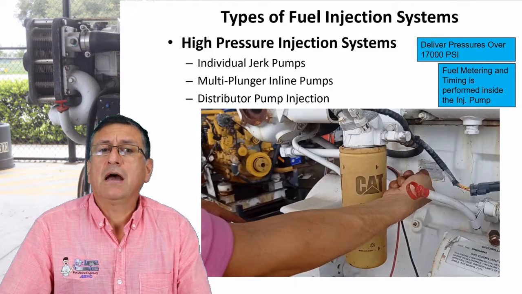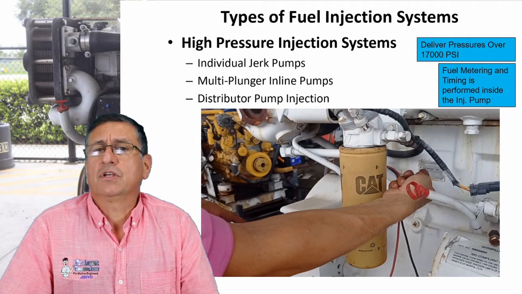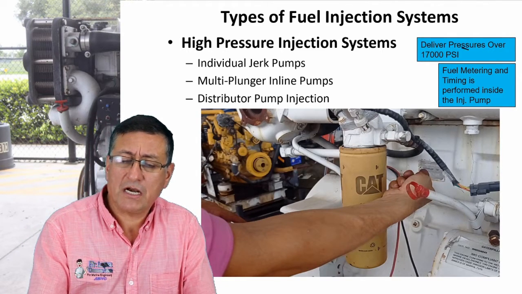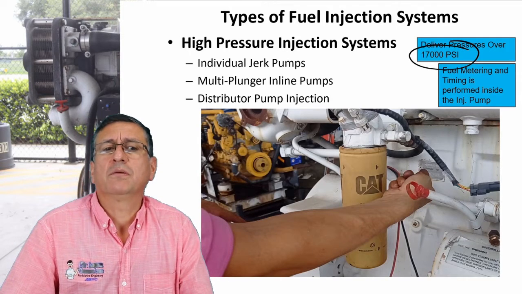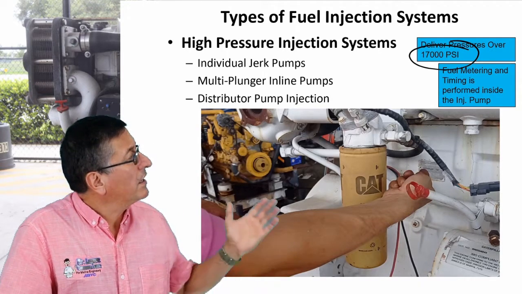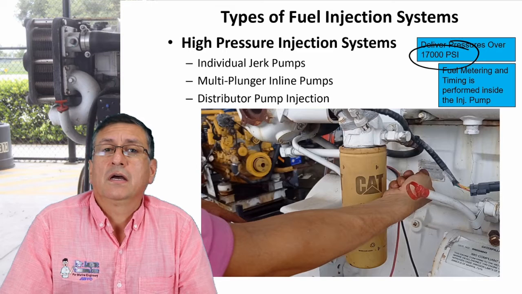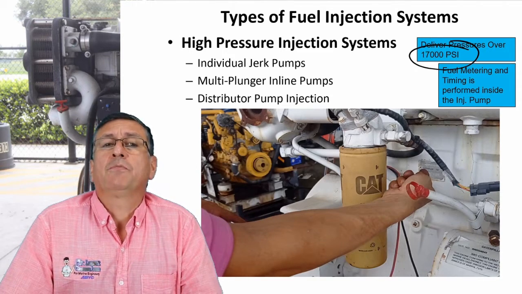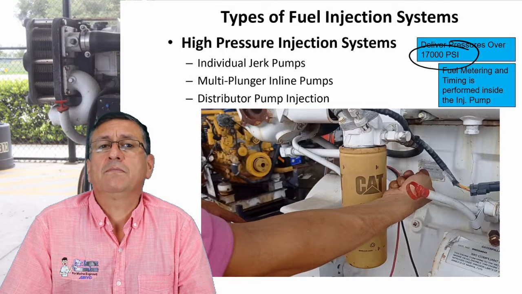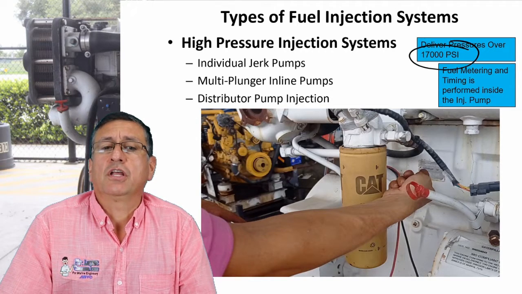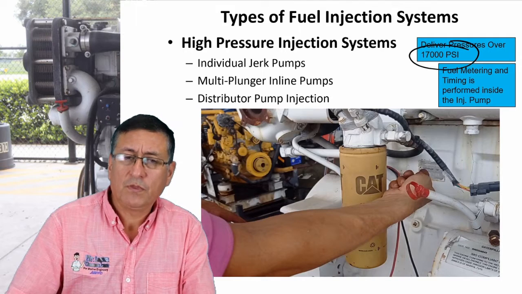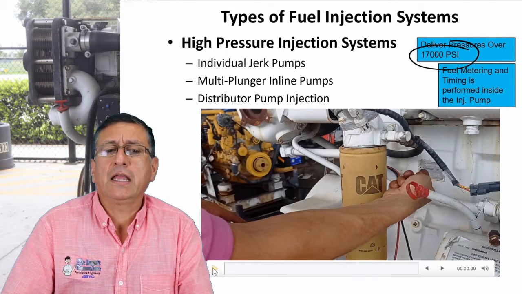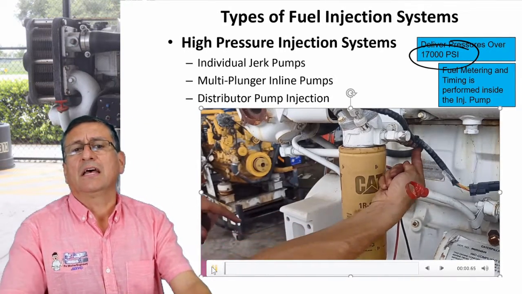Yes, my friend. Now we are going to check the high pressure injectors. Yes, the pressures are superior to 17,000 PSI. And I have a small micro video to show you a typical high pressure system with electronic injectors. Okay, we are going to follow the video and I am going to explain that video in detail.